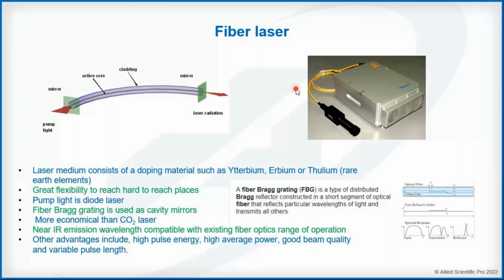So this gives the great advantage of flexibility for the fiber laser so that you can take it anywhere and bend it, and if you need to get to a hard to reach place in a ship or something, you can always bend the fiber and go there and clean it. And this has other advantages as well, such as near IR, high pulse energy, high average power, good beam quality, variable pulse length, and the most important advantage is the flexibility of reaching hard to reach places or surfaces.